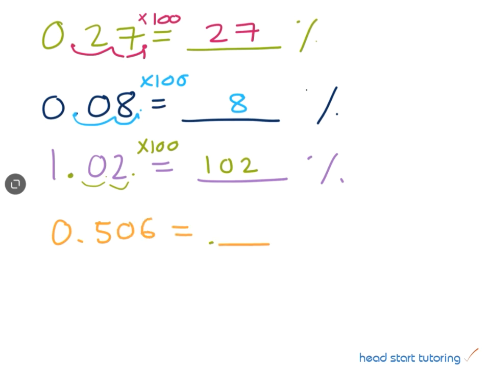0.506 is equal to what as a percentage? Again, we just need to multiply by 100. So we go 2 places to the right and we end up with 50.6%.